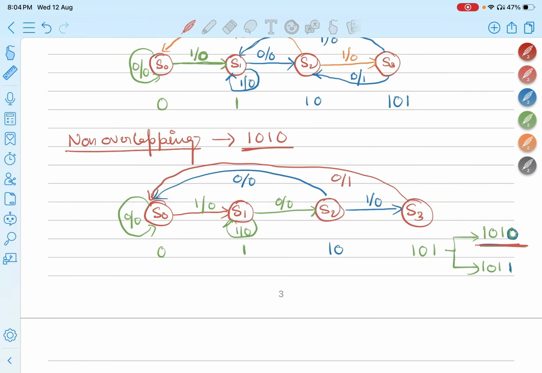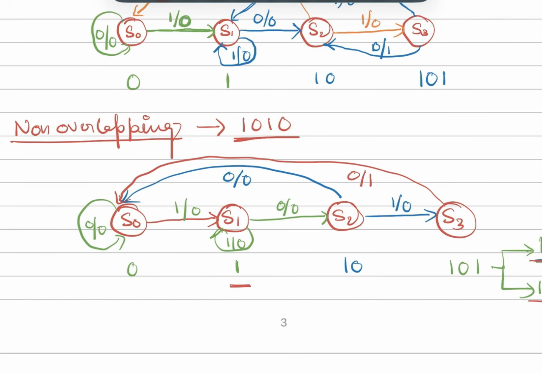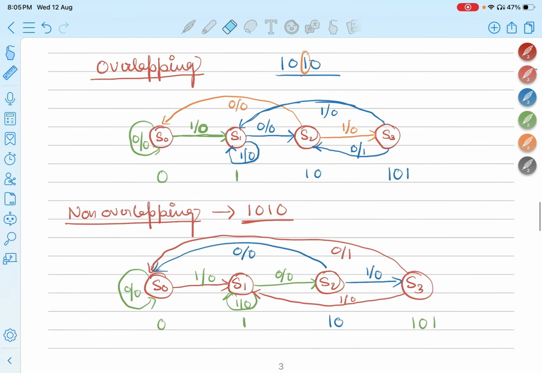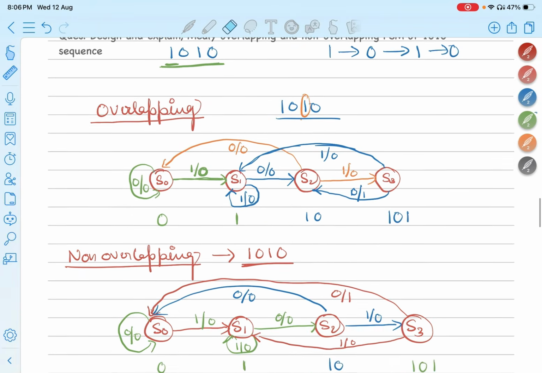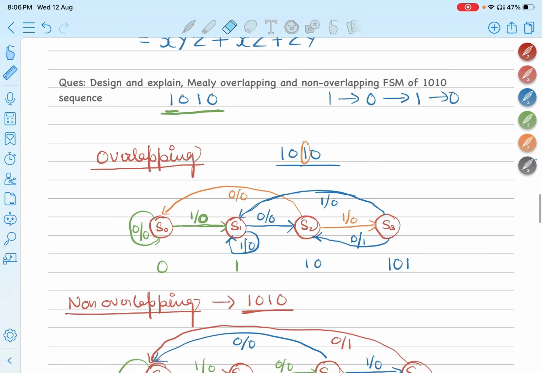Now 1011. So the last bit is 1. This will be 1 by 0. So this is how you can design a Mealy FSM for any data sequence for overlapping or non-overlapping sequence. Okay. So yeah, thank you.